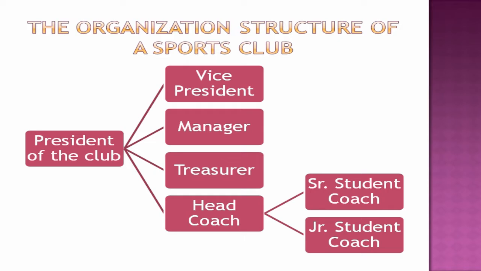So under head coach, who will come? Senior student coach and junior student coach. Under the senior student coach, senior students will come. Under the junior student coach, junior students will come. This is called a structure or a hierarchy of an organization. It can be any organization.